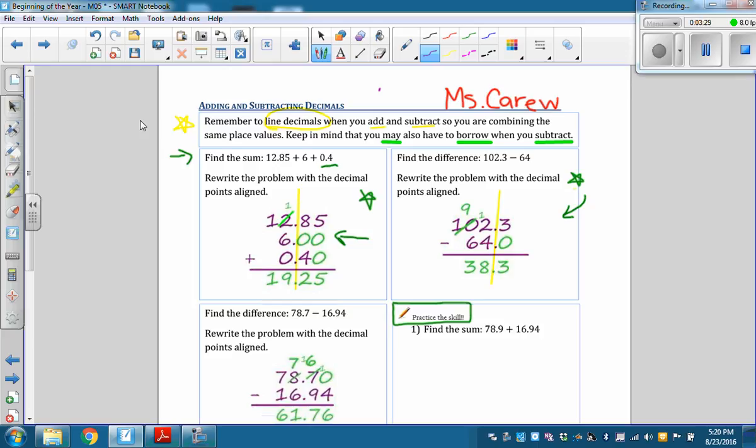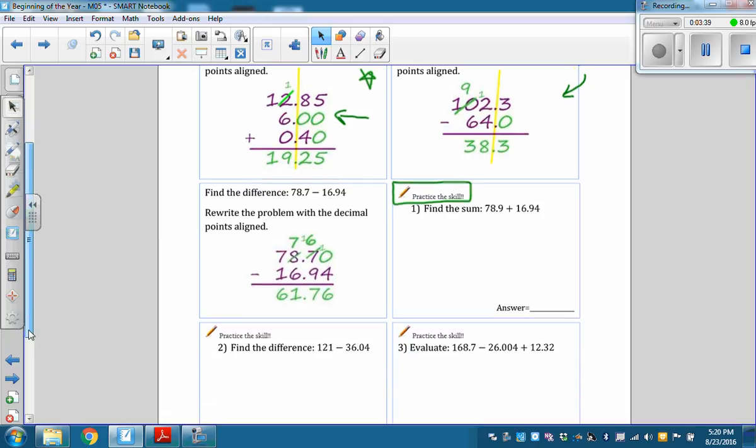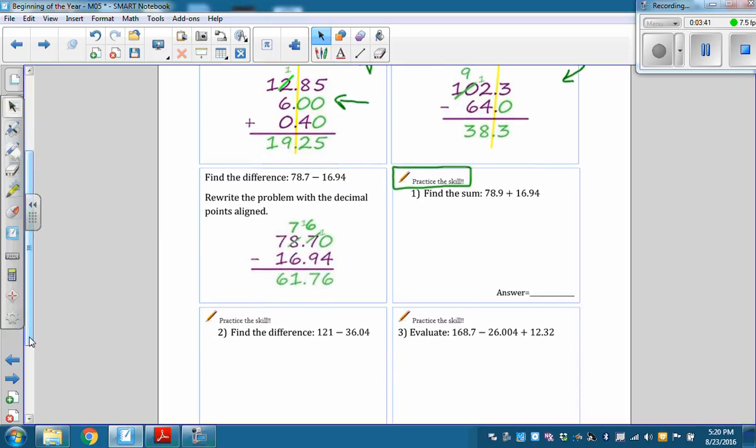So we're going to focus on this page. And we had these examples to look at in class today. So I'm going to work on the practice your skills. We're going to start with problem 1.